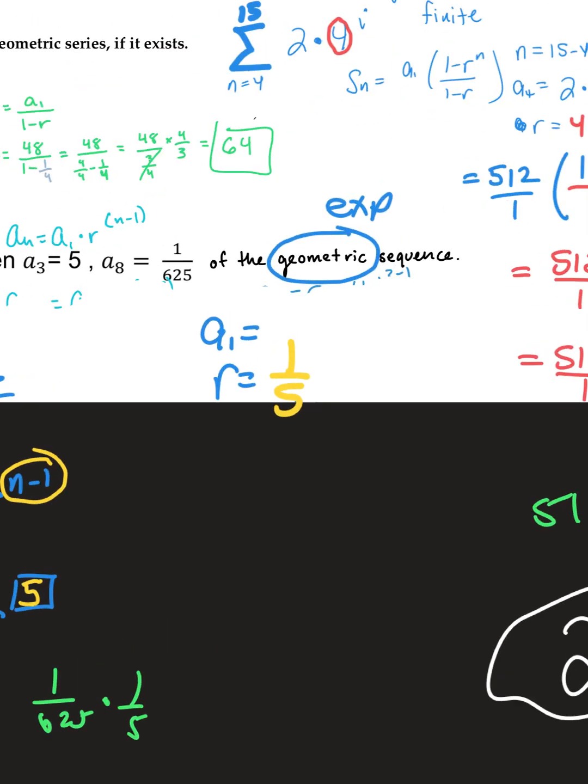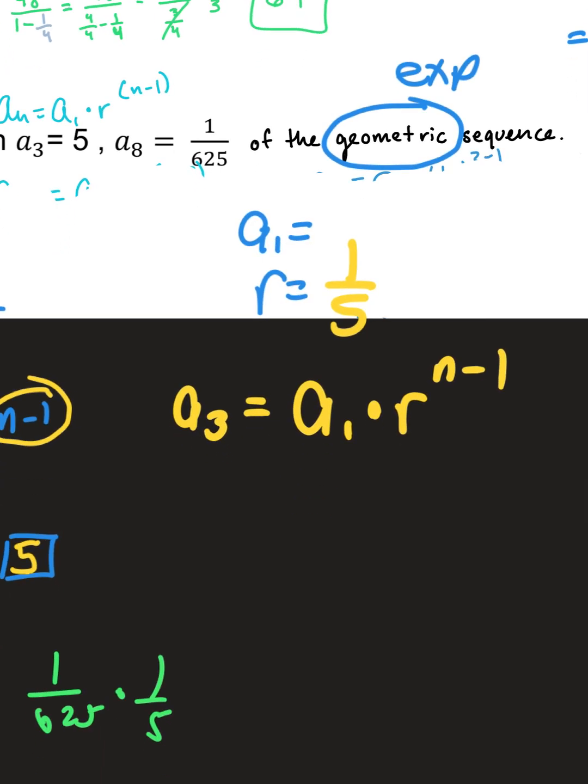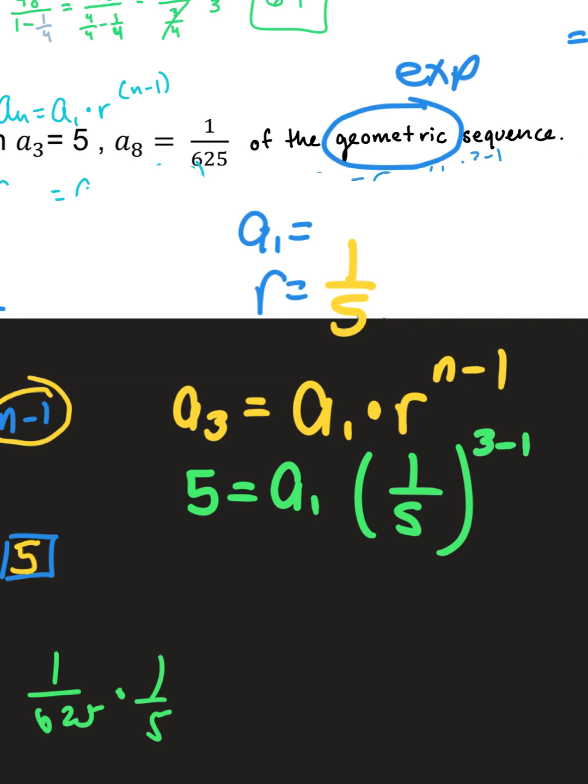Now you just plug in one of them. Doesn't matter which one. I'm going to use a sub 3 and 5 because they're prettier. So I'm going to use the third term. First term times r to the n minus 1. Well, what is the third term? 5 equals the first term, which I don't know, times r, I do know, is 1 over 5. And what place is 5? It's the third, so to the 3 minus 1. Whatever this term number is, that's what goes in for n. So now this is easy.